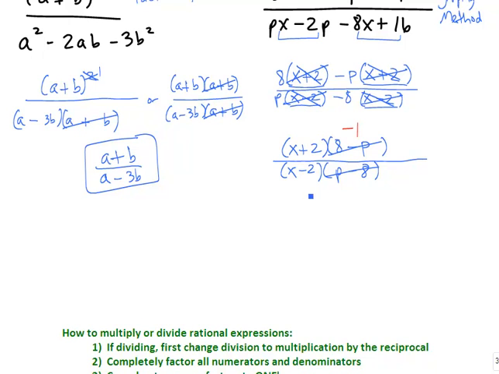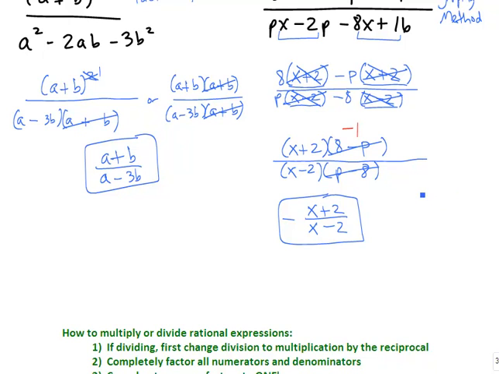So our final answer is going to have that x plus 2 on top, that x minus 2 on the bottom, and that negative 1 that we got, just stick it out front. So our solution is negative x plus 2 over x minus 2.